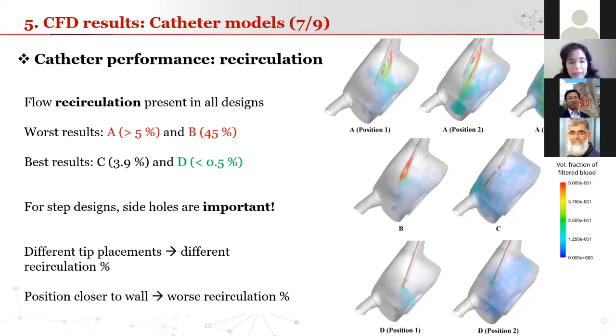Again, different tip placements gave rise to different recirculation percentages, and we can also see in this picture that the mixing flows are different according to different positions. A position closer to the wall gave rise to worse recirculation percentages, meaning that if you place the catheter in a specific position, it will definitely have an impact on its performance.